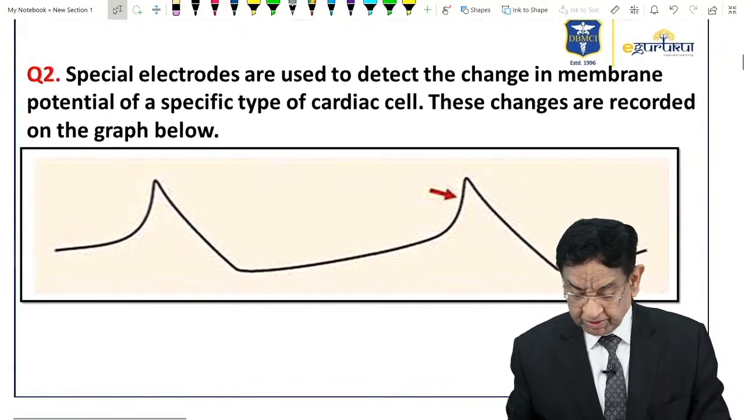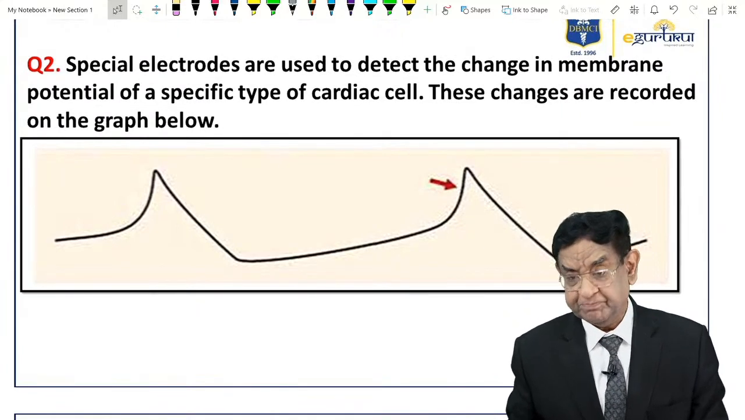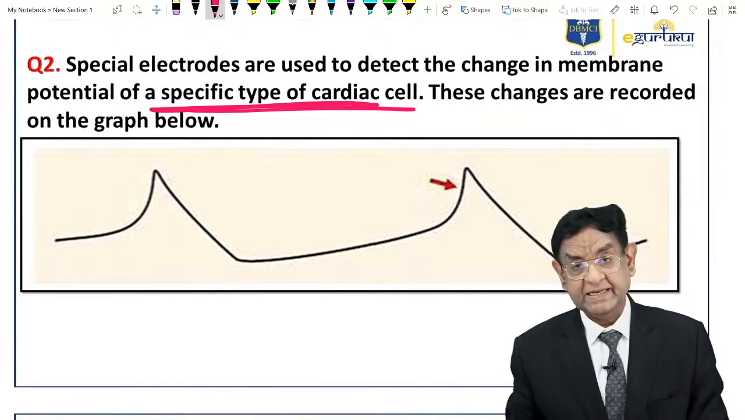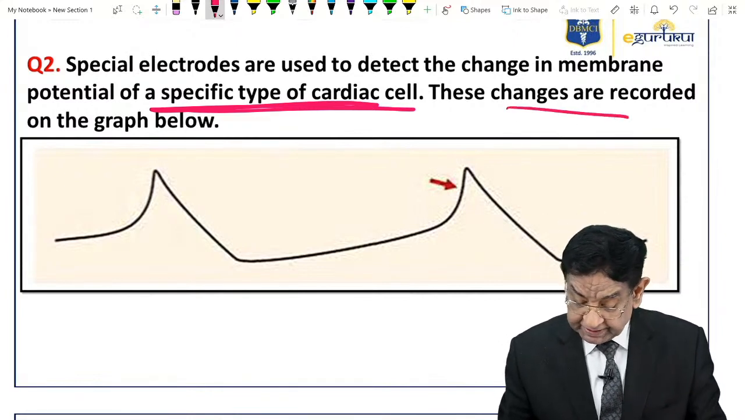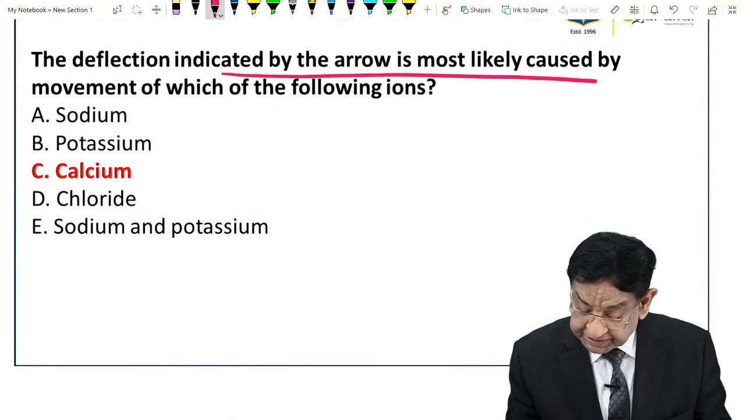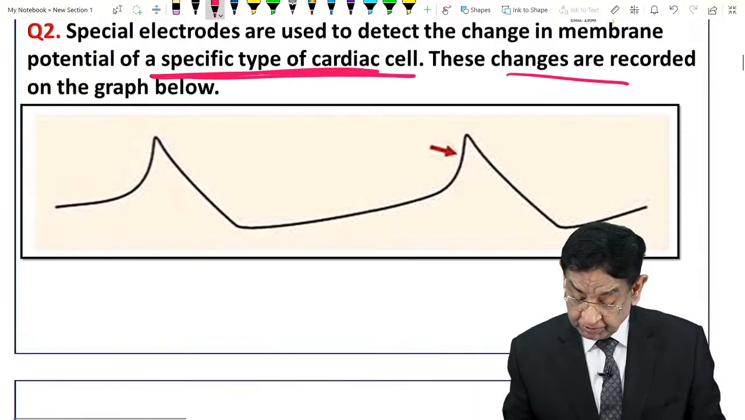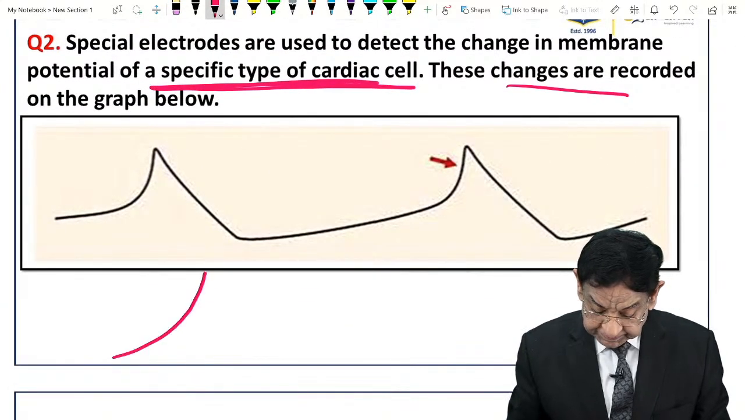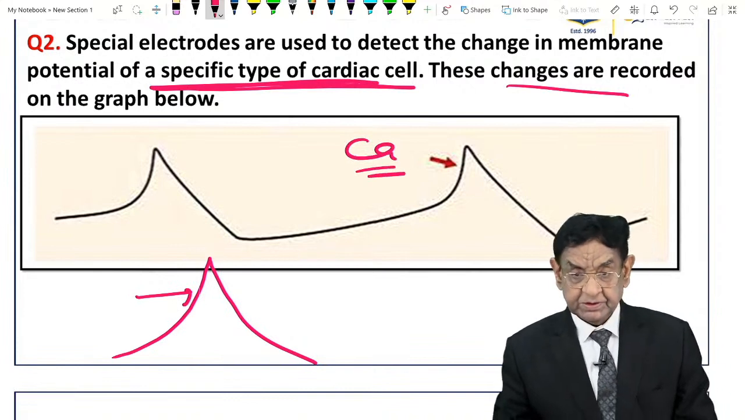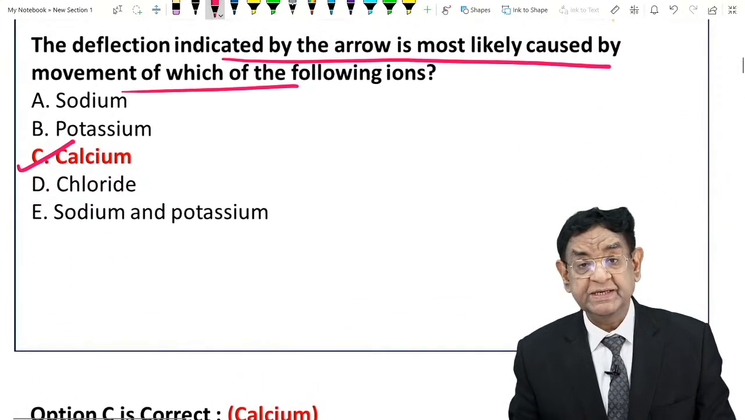Okay, so we learned about action potential in a non-pacemaker. This question is about the pacemaker action potential. So they are generating, and the specific type of cardiac cell, specific type. Changes are recorded in this, and they ask what is happening when the arrow is there. Most likely this is due to calcium. Let's go back and see what the diagram shows. Oh, we are getting something like this. And he asks what is happening at this. This is so-called calcium. So let's learn about the most confusing topic, the action potential of the pacemaker cell.